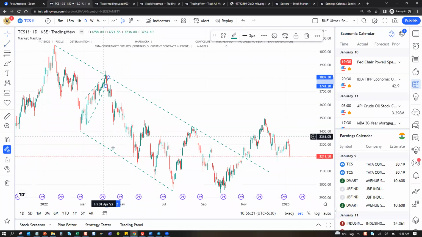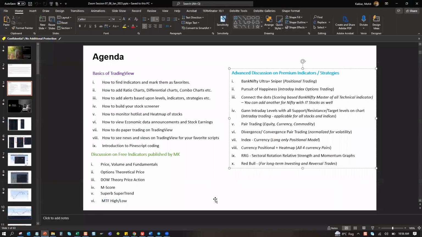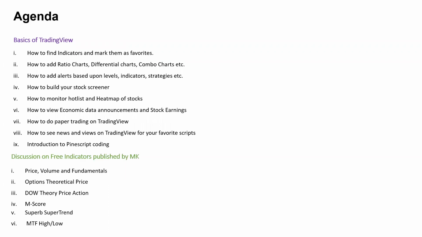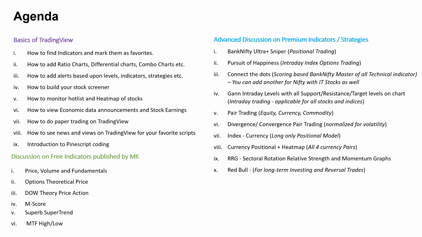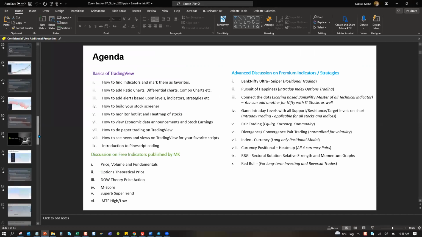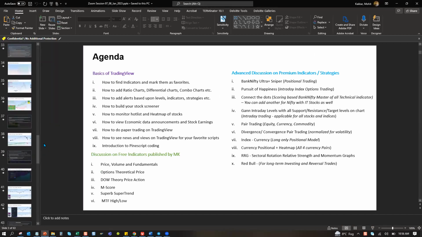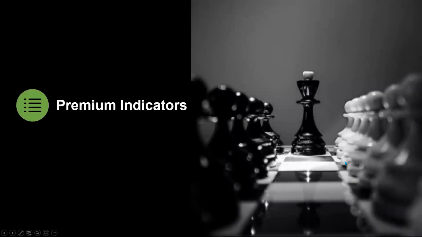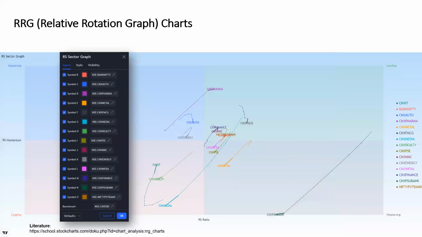Now we'll jump into the session for today, exactly where we left off. Yesterday we covered all the basics of TradingView, and towards the end of the session, discussions on certain free indicators. Today we are going to discuss some of the premium indicators or strategies. Let me move to that section. I believe the presentation has been received by all of you, and you have the recording link as well, so feel free to read if I have missed explaining anything in today's presentation.